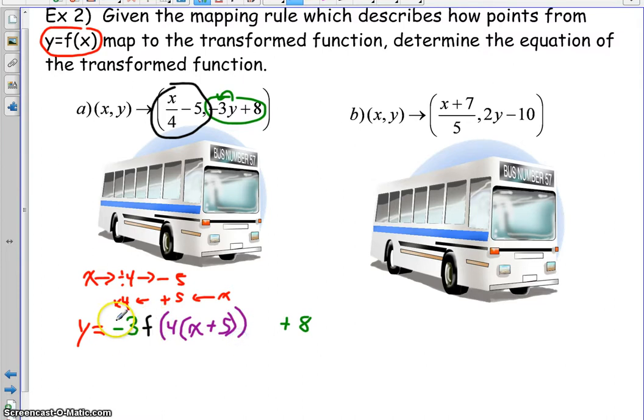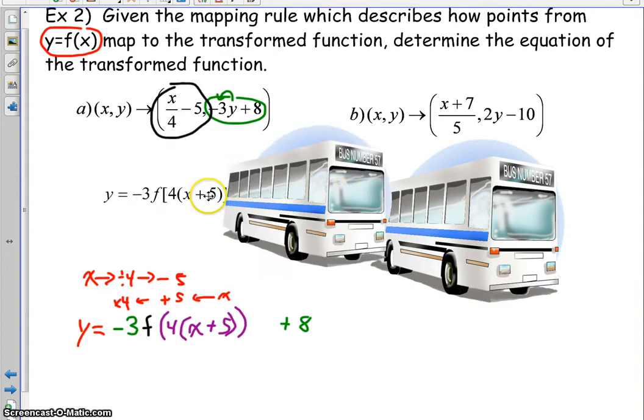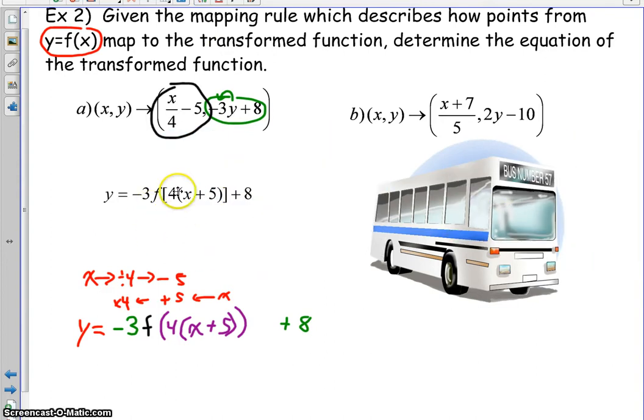So again, negative 3f, bracket 4, bracket x plus 5, close brackets, and then plus 8. And then you can see we get the same thing there. And again, f can be any function, so let's say it turned out that the original function was f of x equals root x, and was a transformed square root function. Well, instead of f right here, what we'd have for a transformed function is the square root of 4 bracket x plus 5. Okay, it depends what the original function is.